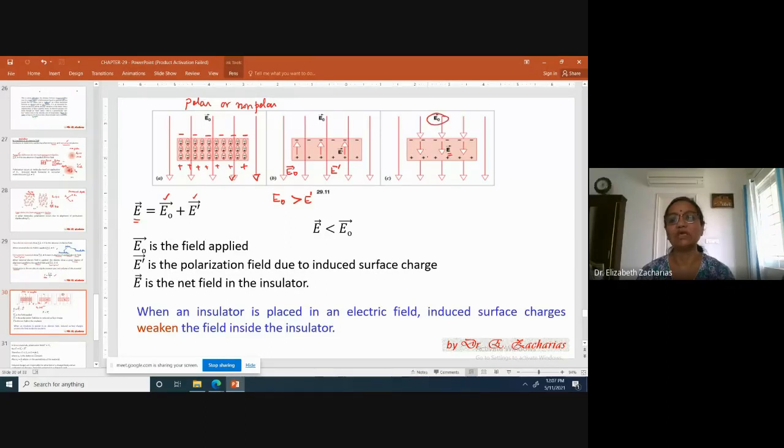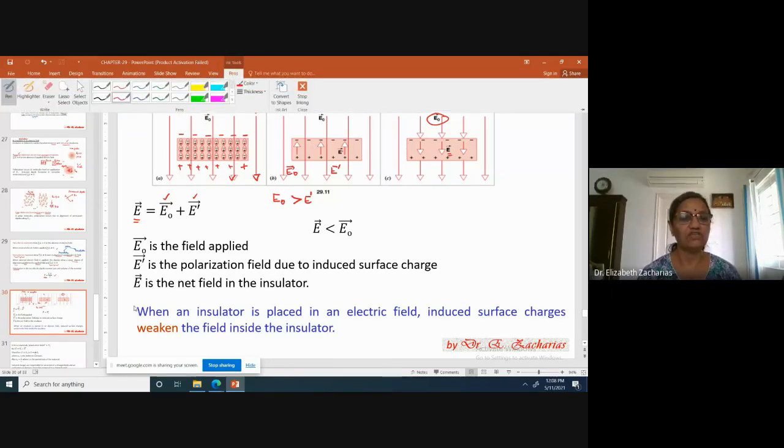It will be parallel to E naught, but smaller than E naught. In the case of conductors, the net field inside was 0. But in the case of dielectrics, the net field is non-zero, but it is smaller than the applied field. So now, what do you conclude from all this?